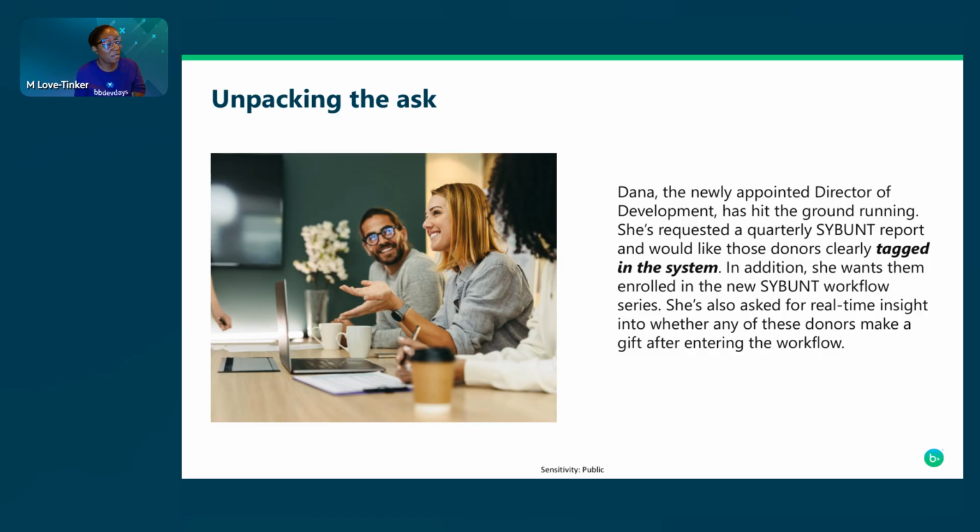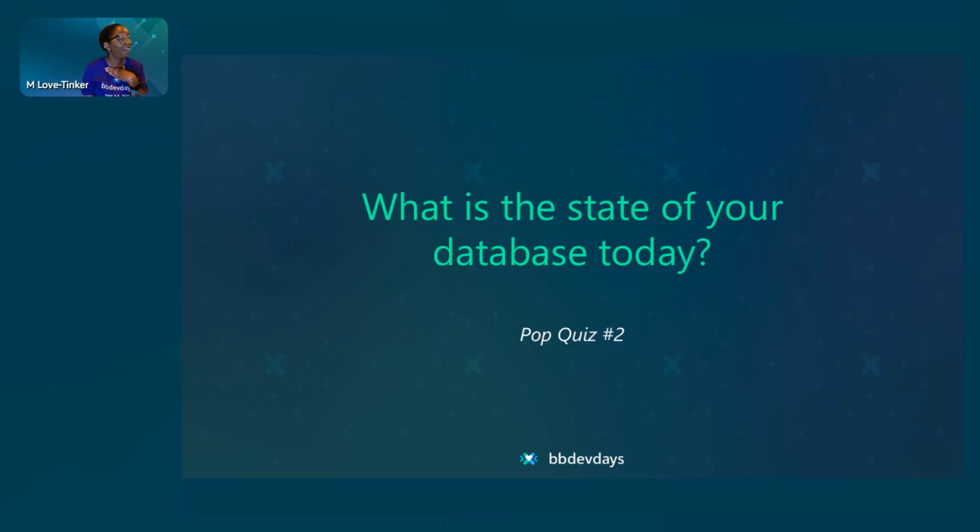She wants them enabled in a new Cybump workflow that they built. So she wants them to be dropped into this workflow so that they start to get these actions and these emails. And then she wants real-time insight into whether, after these folks are dropped into this workflow, they have actually been giving, right? But we know donor behavior is not that neat and tidy. And even if it is, we don't always have real-time insights because we're not storing it where we can find it really quickly. Uh-oh, did you guys drop in the chat, tag you're it? Because tag, you might be it.